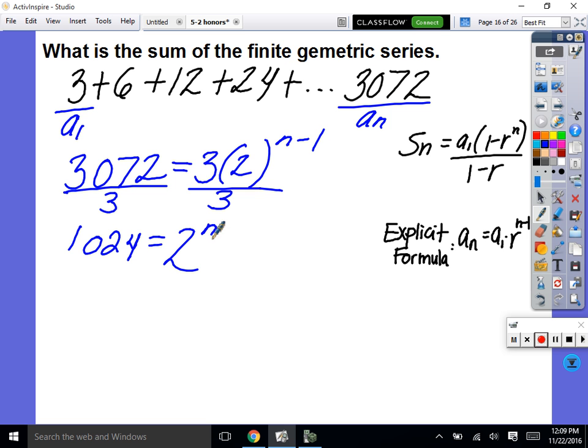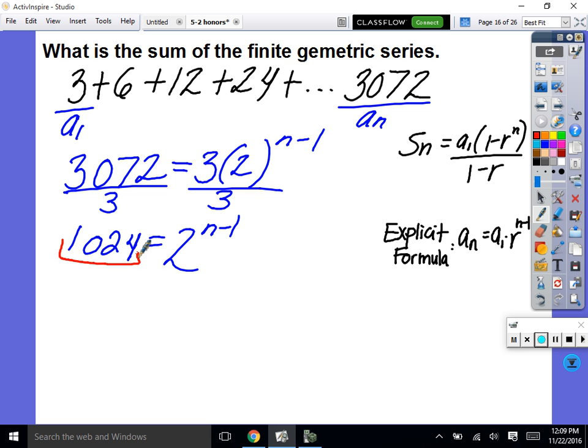1024 is equal to 2 to the n minus 1. Now here's the thing. I can teach you this a couple different ways. First of all, we're trying to solve for n. But the only way so far that we've learned how to do this is this way. So we could get this 1024 into base 2 because this is up in the exponent.